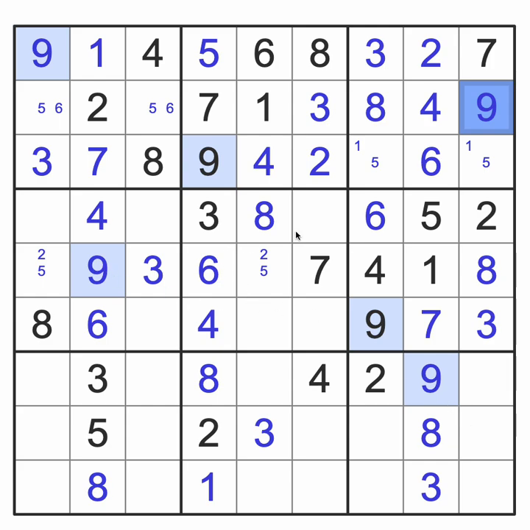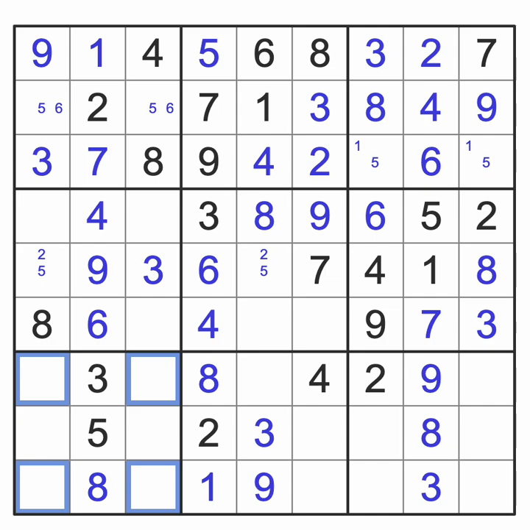I can place 9 in box 5. 9 in box 6 blocks this. 9 in box 4 blocks this cell, gives me 9 here. And this 9 blocks these in box 8. 9 in box 9 blocks this cell, gives me 9 here, which blocks these. 9 in box 9 blocks these. 9 in box 1 blocks this cell, gives me 9 here.